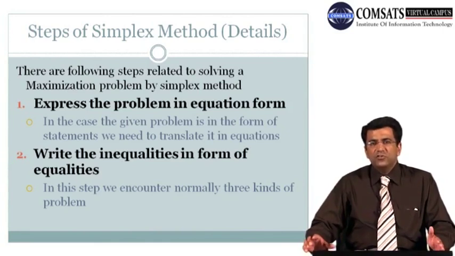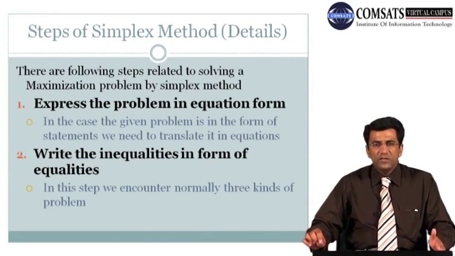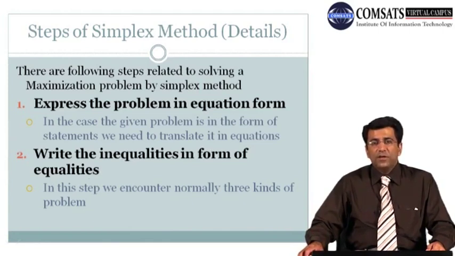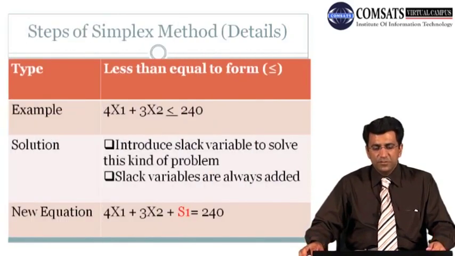If we are given a particular situation and particular information, then first of all we'll have to convert that information into the equation of the objective function as well as into inequalities for our constraints. The second step is we will have to write the inequalities in the form of equalities. Now class, again we'll have to introduce some variables like slack variables, surplus variables or artificial variables to convert those inequalities into equalities.